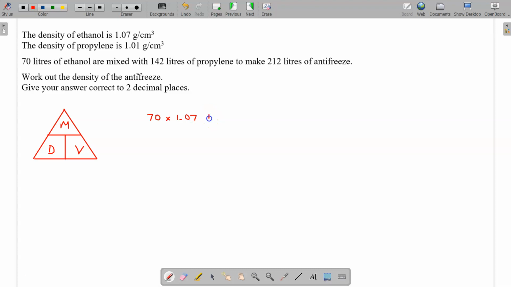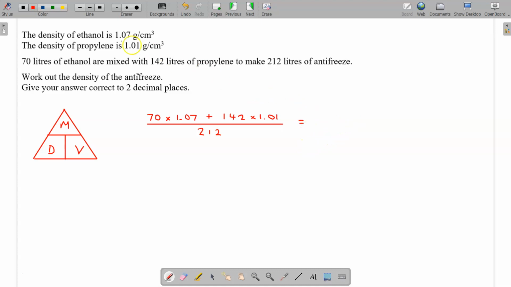Then we're going to add to it the 142 litres of propylene. Its density is 1.01, and that's going to give us the total mass of these 212 litres. We don't actually need to know what that number is. On the top there is the total mass of all that liquid mixed together, and we know that it's got a total volume of 70 plus 142, which is 212. It tells us that in the question anyway. And that is going to be the density of the new mixture.